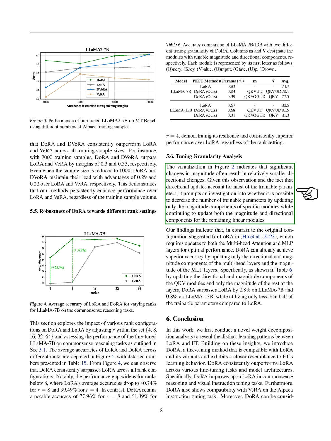Moving on to the analysis of tuning granularity, our visualizations show that significant changes in magnitude often lead to relatively minor directional changes. This observation, coupled with the fact that most of the trainable parameters are due to directional updates, prompted us to investigate if we could reduce the number of trainable parameters. Specifically, we looked into whether updating only the magnitude components of certain modules, while still updating both the magnitude and directional components of other linear modules, could be effective.